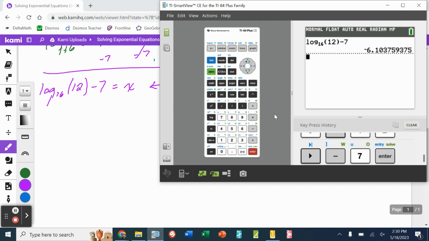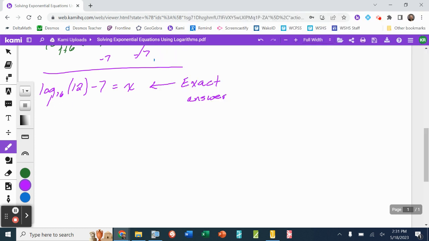The answer I get here from my calculator is -6.1037. If I was going to round this to 3 decimal places, the 3 would get rounded up to a 4 because of the 7. So here I would say that x is approximately -6.104. This is going to be an approximate answer. It just depends on your assignment, what it asks you for.